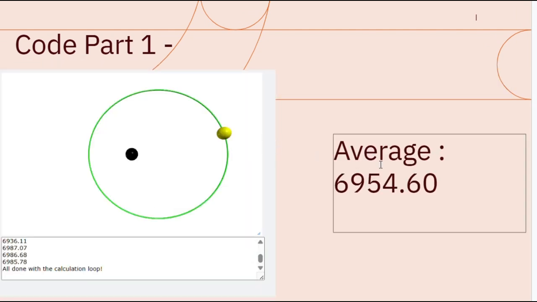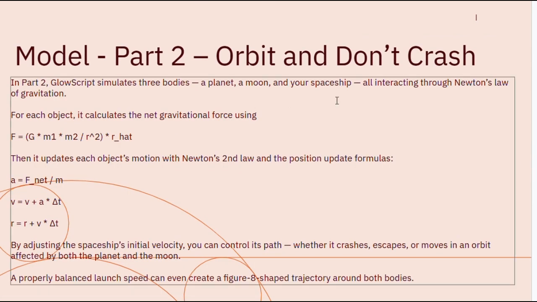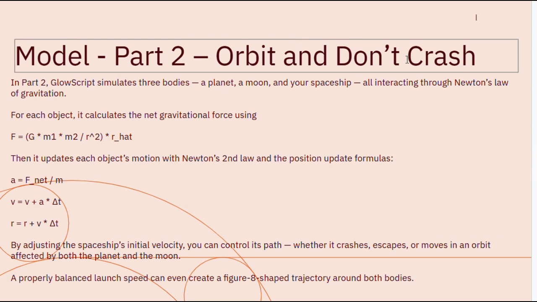And this is what it looked like. Our average mass was 6,954.6 kilograms. Okay, and then for part 2 of the experiment, orbit and don't crash, we shifted to a more dynamic simulation, a 3-body system with a planet, a moon, and a spaceship.